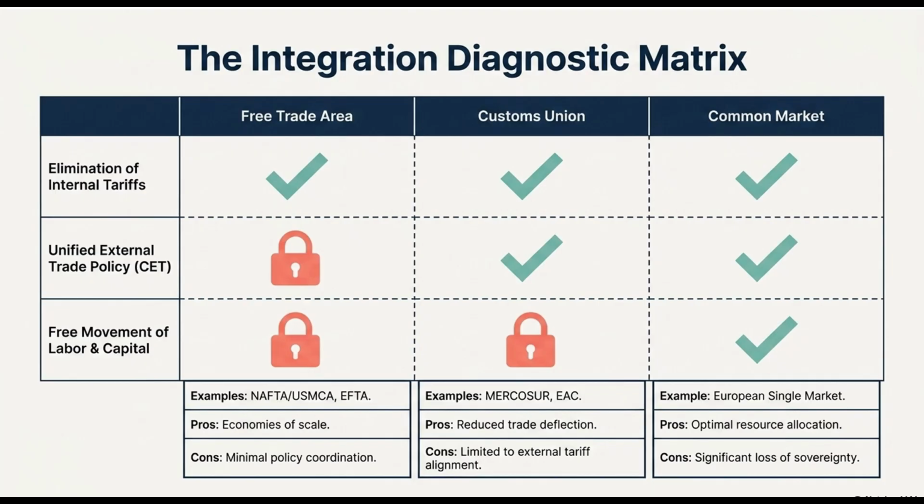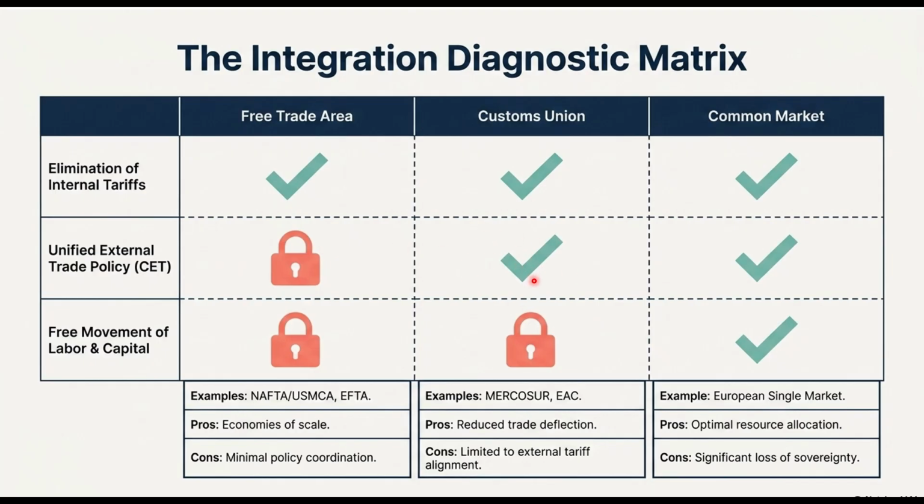Now let's see the integration diagnostic metrics. Okay, so we have free trade area, customs union, and common market. Here all will have elimination of internal tariffs, right? In a free trade area, only tariffs between member countries disappear. Clear? And a common market additionally allows free movement of labor and capital. And in a customs union, internal tariffs disappear and countries adopt a common external tariff.